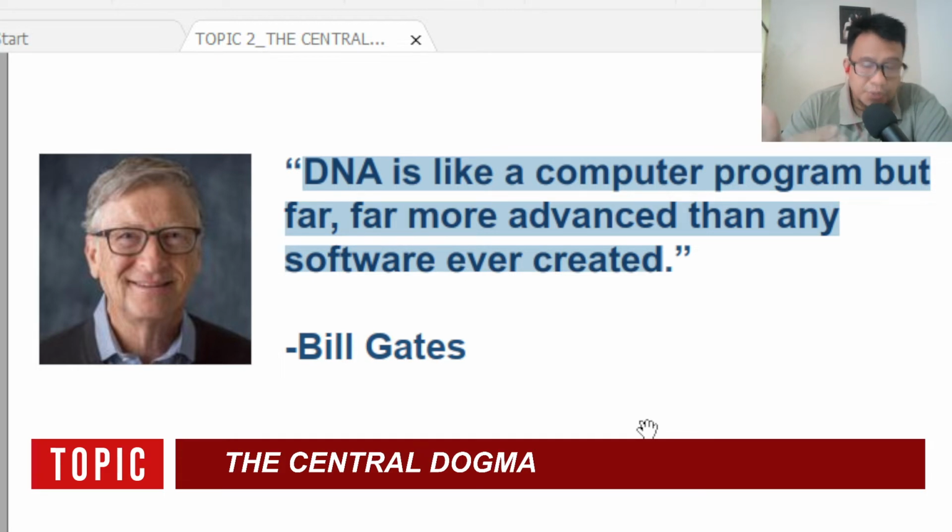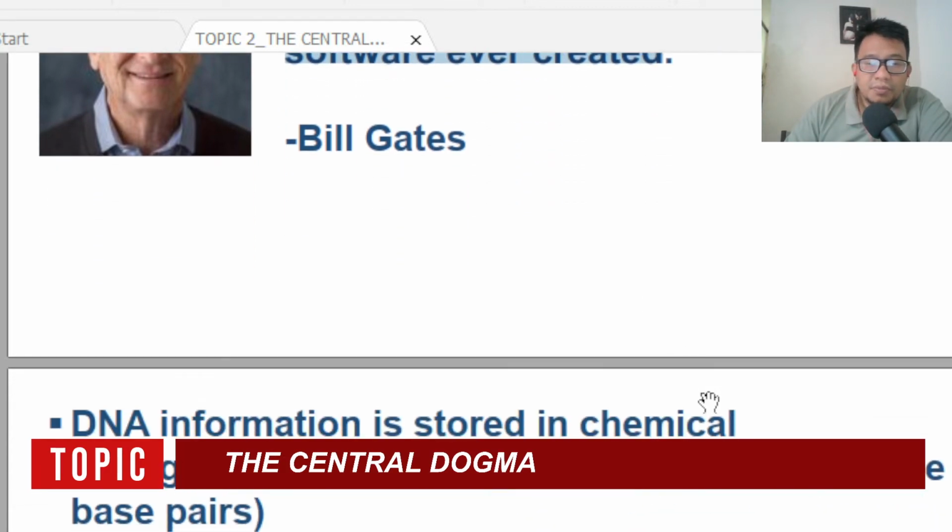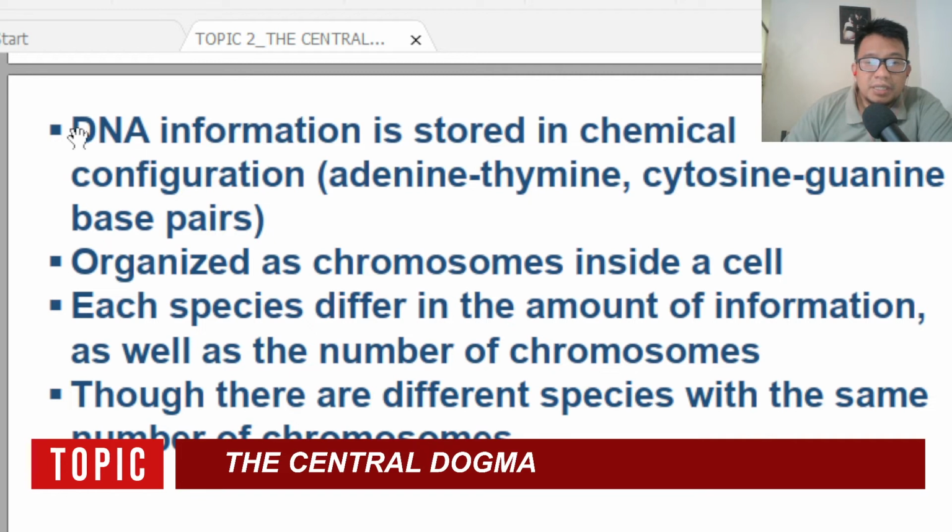So that's what Bill Gates realized, that the DNA is also a code. The DNA is also a code, where every single movement is very specific. It's very precise. If there are errors, or erroneous events, it can paralyze the DNA, or stop the DNA from doing its duties. So DNA information, take note, that DNA information is stored in chemical configuration.